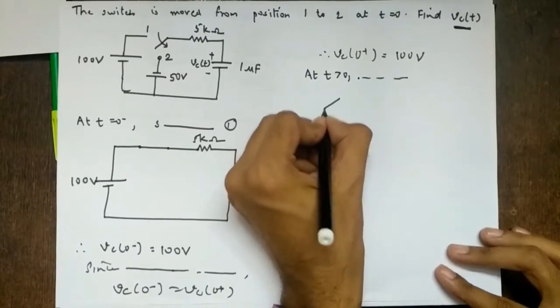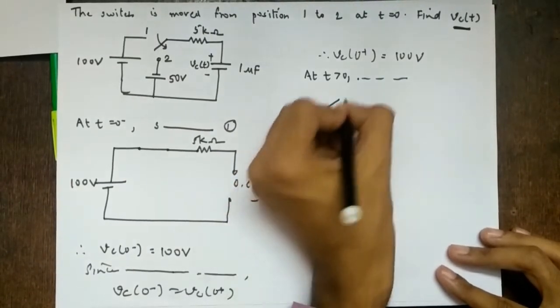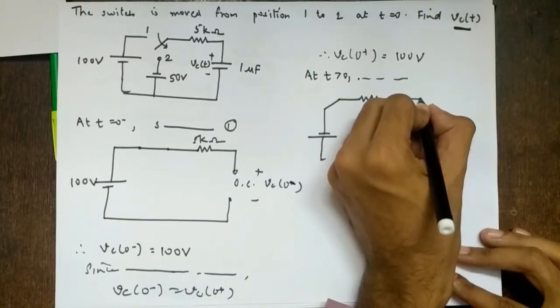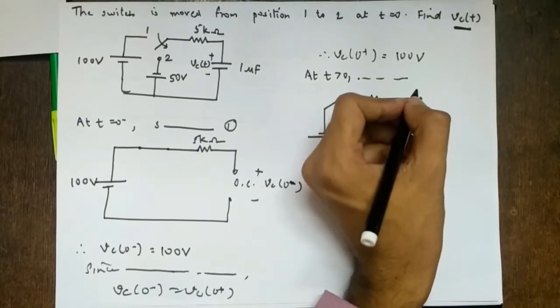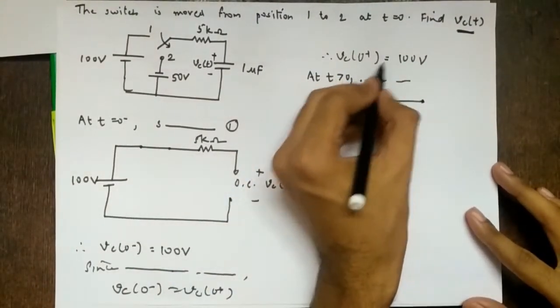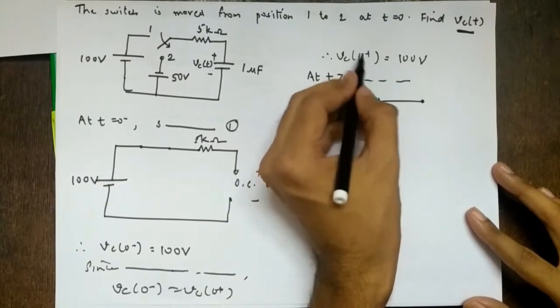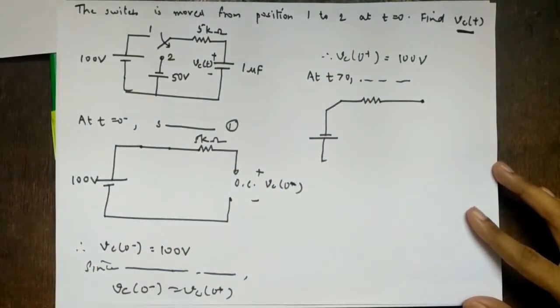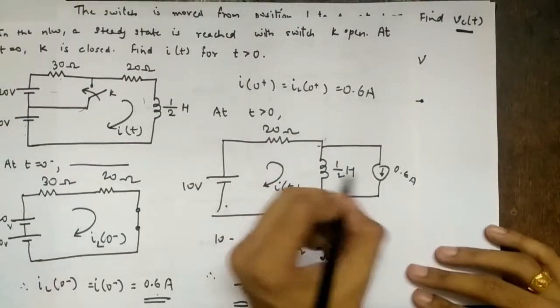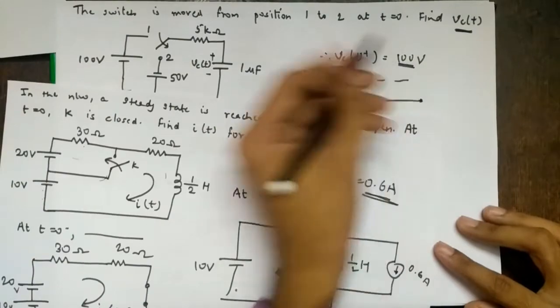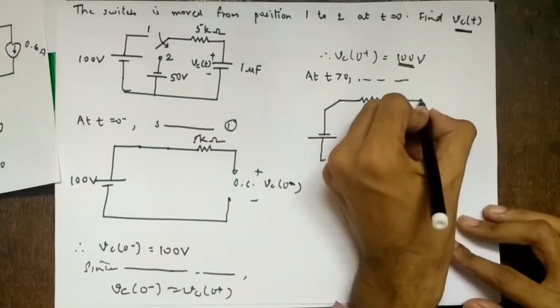So this is 50 volts, this is 5 kilo ohms. Then what will we have? Now the voltage across the capacitor is what? 100 volts. What did we do for the inductor? We drew in parallel if the current was not 0. In the same way here, the voltage is not 0, so we draw in series.